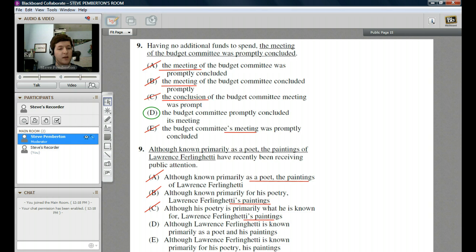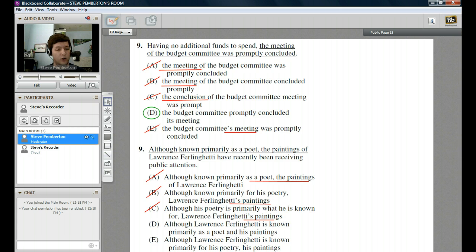Is he known primarily as a poet, and his paintings have recently been receiving attention? Or is he known for his poetry, and then his paintings have been receiving public attention? There's no reason to separate his poetry from his paintings. The original sentence didn't, and it's trying to actually provide a little bit of a contrast.